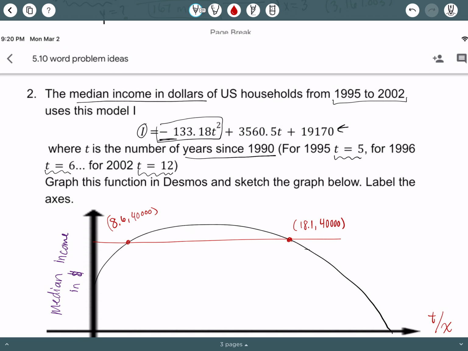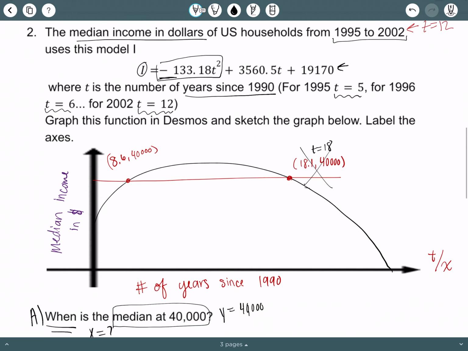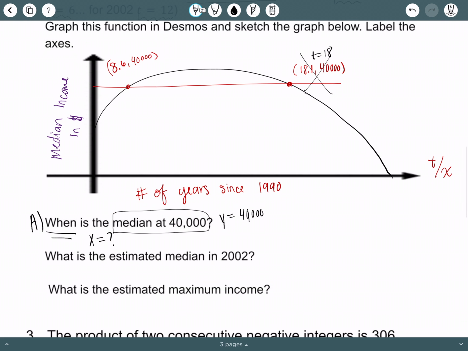Okay, and this is only valid until 2002. So at 2002, t would equal 12, which means that this point isn't even any good because the t value is 18 here. So there's only one time that it's really good, and that's whenever x equals 8.6. So when x equals 8.6, that would correlate with the year 1998 because it is 8 years after 1990.